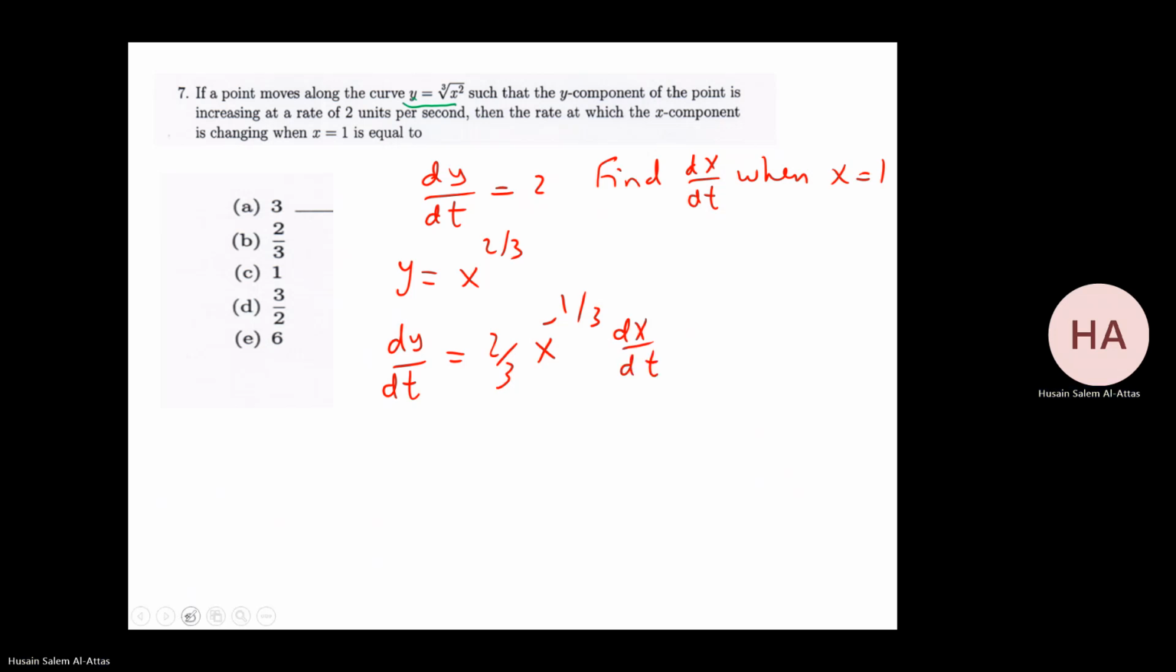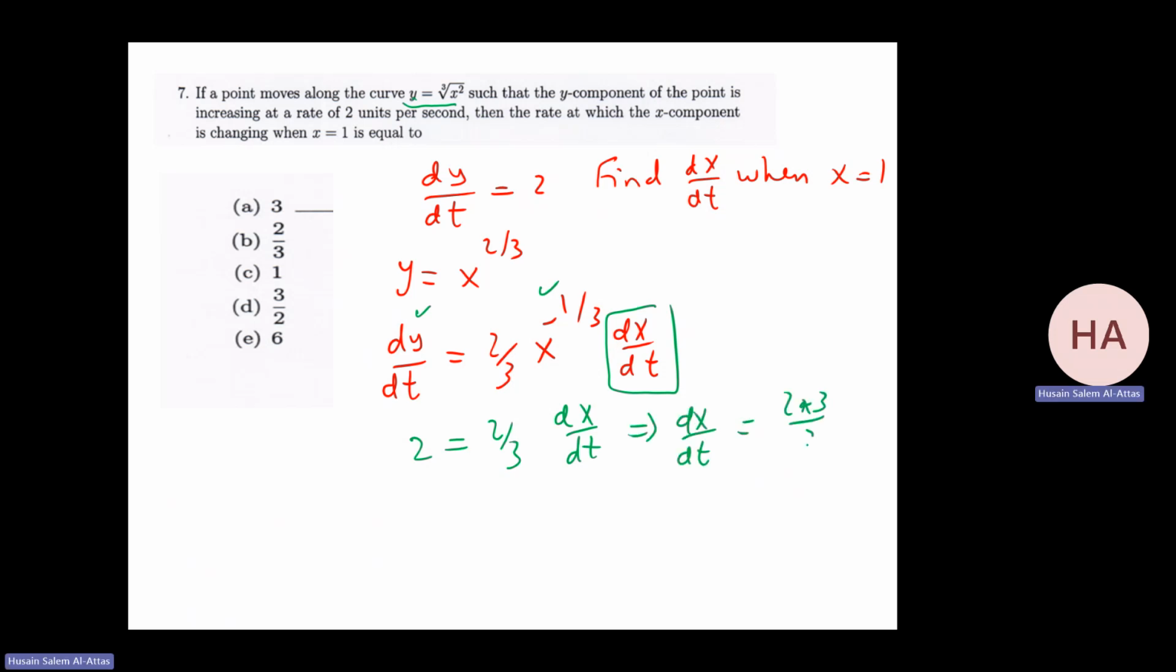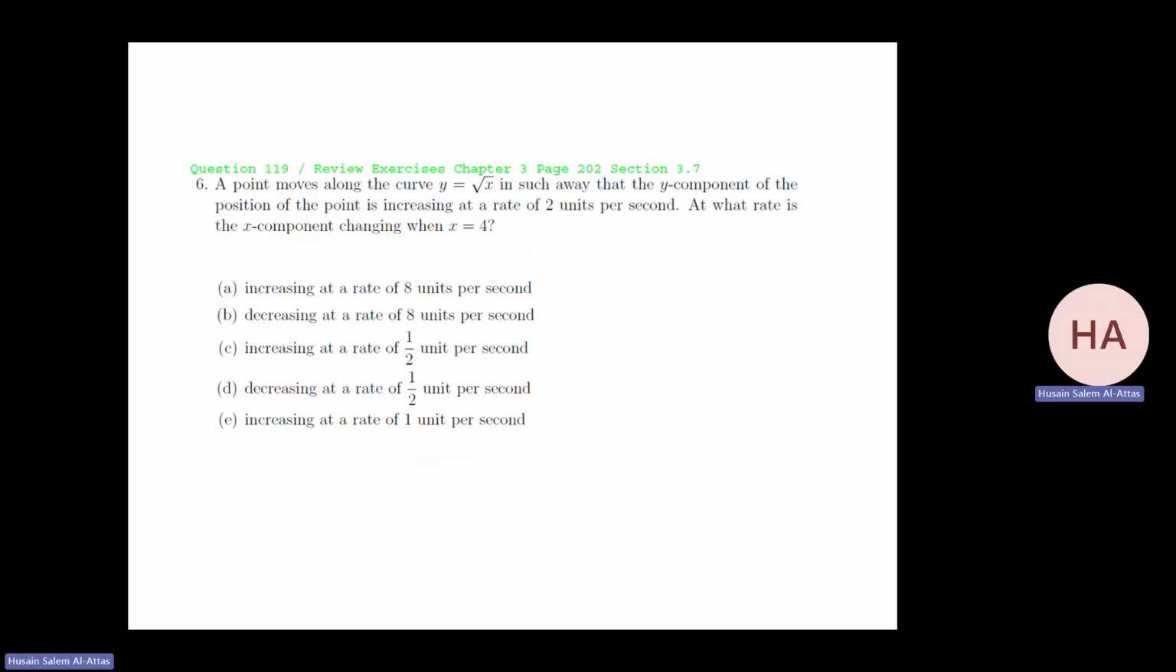Okay. So this is given. x is also given. This one is the unknown. So I have 2 equals 2 over 3, 1 to the power, this is 1, dx over dt. So dx by dt will be 2 times 3 over 2, which is 3. That's it.